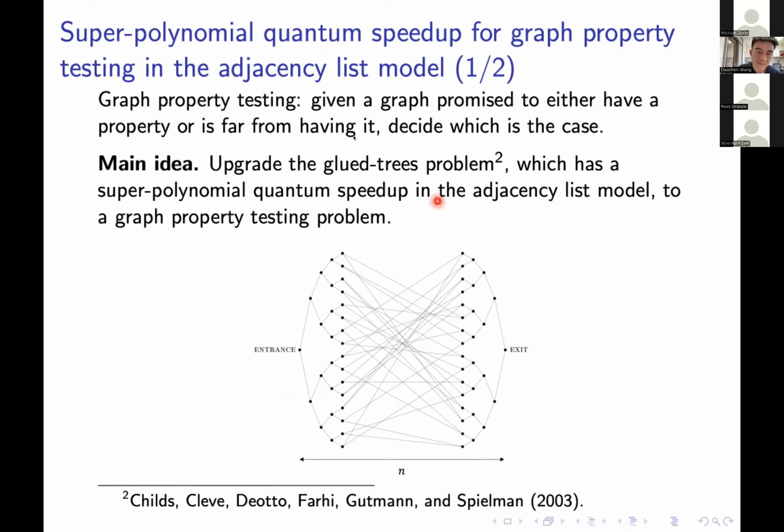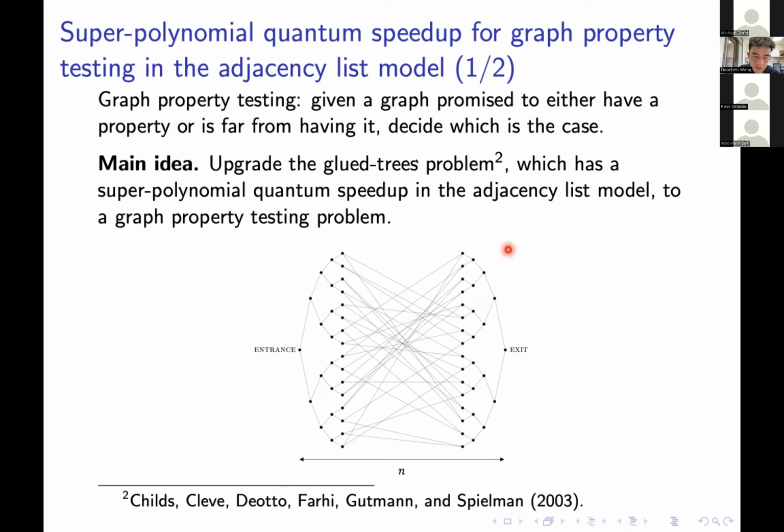But maybe before I say that, let me just say what the glue trees problem is. You're given the vertex number of the vertex labeled entrance, and the task is to find the vertex number of the vertex labeled exit. It is known that there is a quantum algorithm that solves this problem in polynomial in n number of queries, where n is the depth of this graph, whereas any classical algorithm needs about 2 to the n queries.